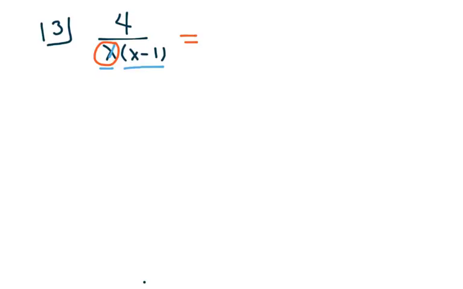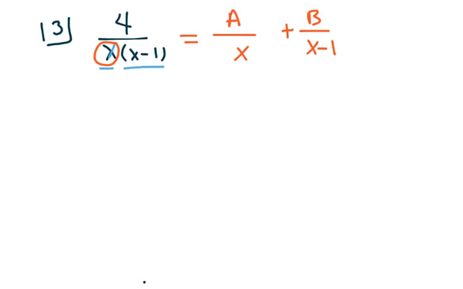So we're going to split it apart, and the way we're going to do this, we're going to put an a over x and a b over x minus 1 because we're looking for a and b. Okay, and then we'll go back and I'll explain again why we're doing this if you didn't watch that other video. Now what I'm going to do from here is clear the denominator.